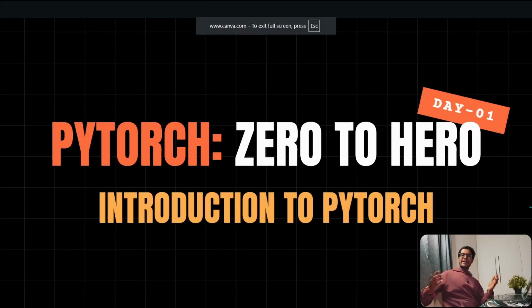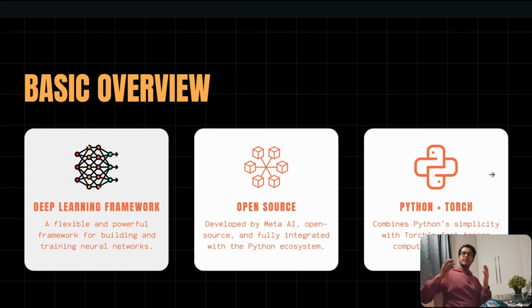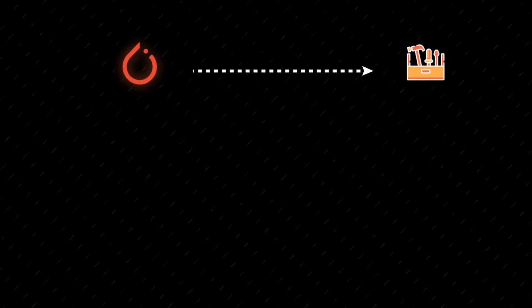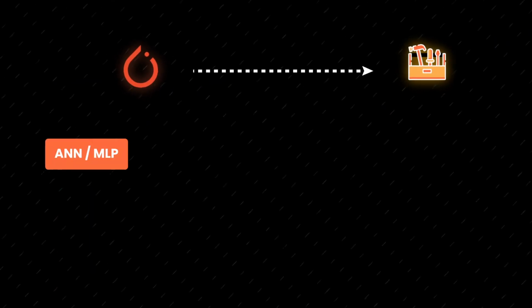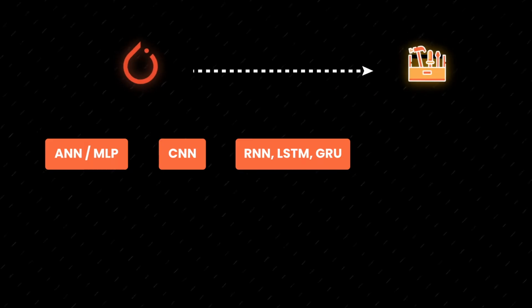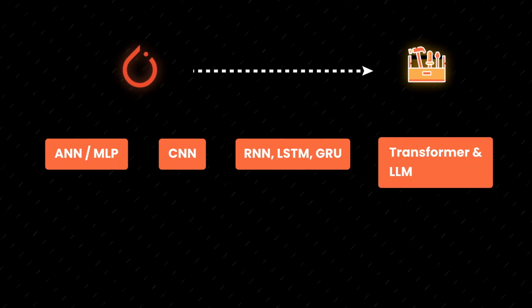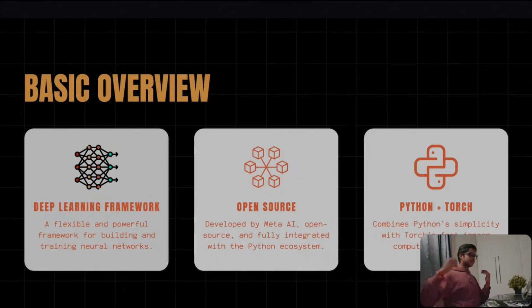Okay, so what's PyTorch? Simply, you can think of it as a deep learning framework based on Python, using which you can build neural networks from scratch. You can think of it as a toolbox which provides you all the tools for building neural networks, like artificial neural networks, which specialize in tabular data, convolutional neural networks, recurrent neural networks, LSTMs, GRUs, and using it you can also build your own transformers and LLMs.